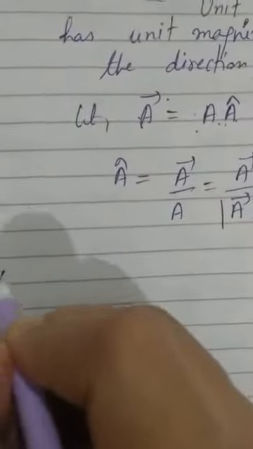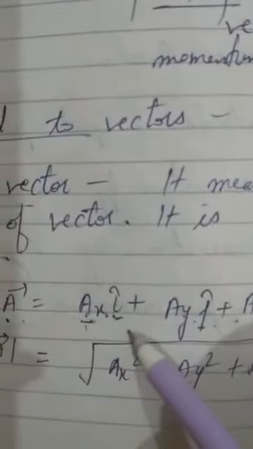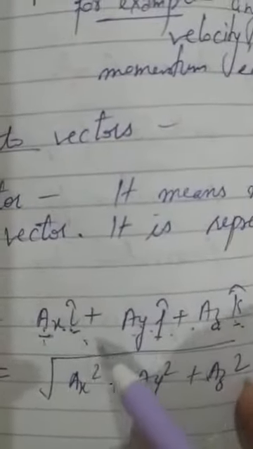Unit vector along x-axis. Note that in this general equation, as I told you, i, j, k indicate direction. Here i, j, k are the unit vectors.